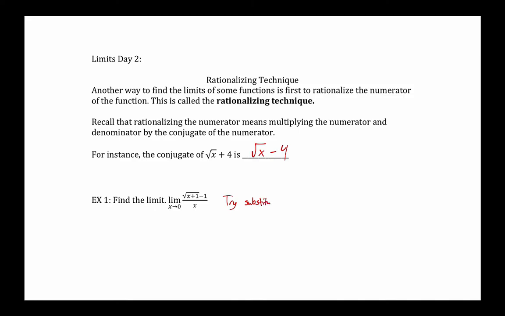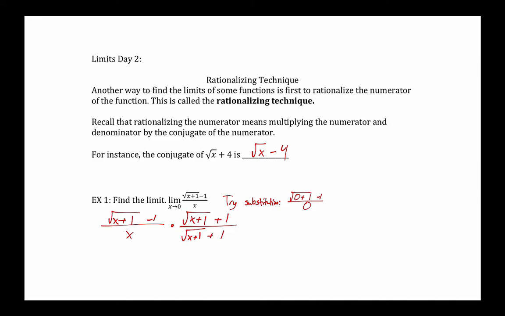It's the easiest method when it works. So let's try substitution. We'll do the square root of 0 plus 1 minus 1 over 0. Well, we don't really need to go any further because we already have divided by 0. That's no good. So what we're going to do is take that numerator, the square root of x plus 1 minus 1 over x, and multiply it by the conjugate of the numerator, which is the square root of x plus 1 plus 1 over, well, same thing, x, square root of x plus 1 plus 1.